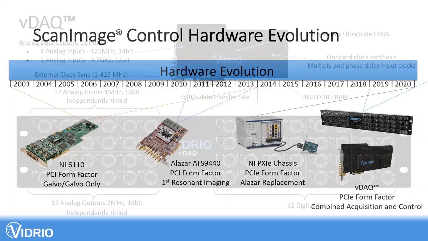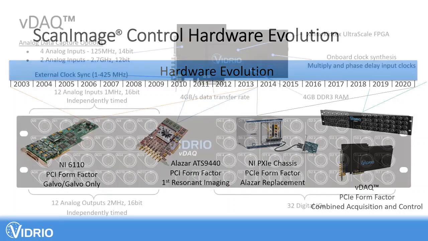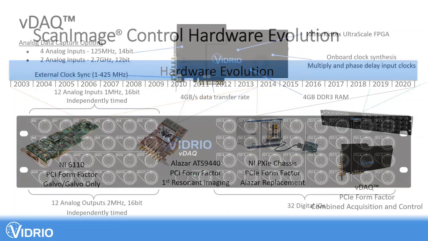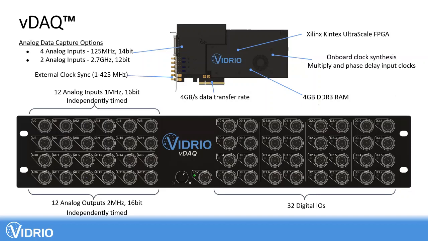Just to go into a little bit more detail here, there's two boards on the vDAQ. Actually, there's a main board and a daughter board. The main board contains the common workings. It's got 12 analog inputs, each 16-bit per channel and 1 megahertz, and 12 analog outputs that are 16-bit and 2 megahertz sampling.